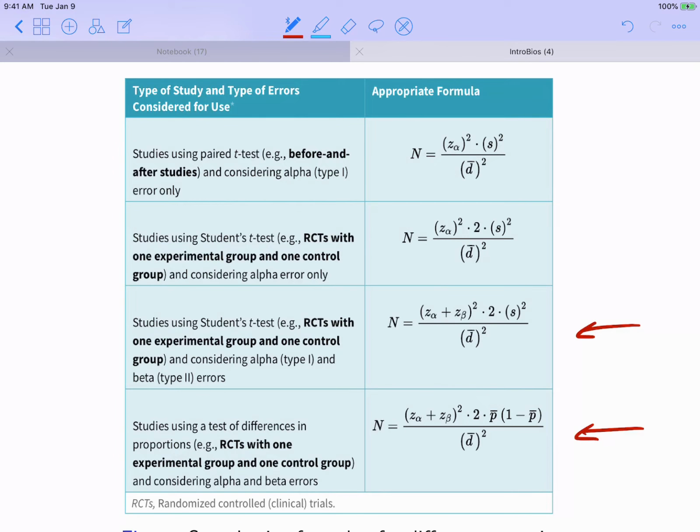And these n's, so there are some important things going on in this table, and one of the important things is an assumption that both your groups, so your experimental group or your treatment group and your placebo group or your control group, are the same size. Okay, and these n's give you the sample size in each group. So if you wanted to know the total, then you would need to multiply that n that you get from this formula by 2.